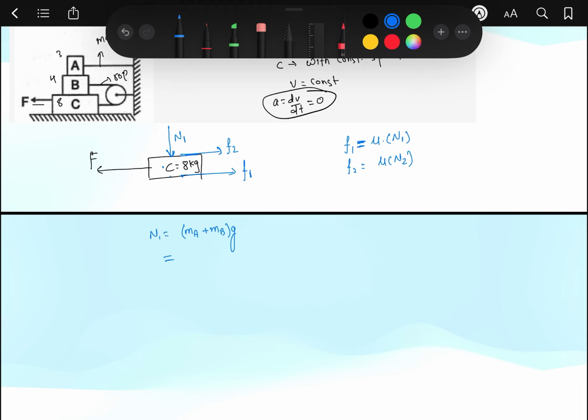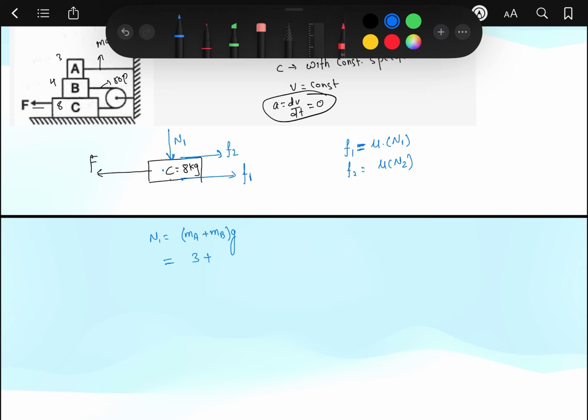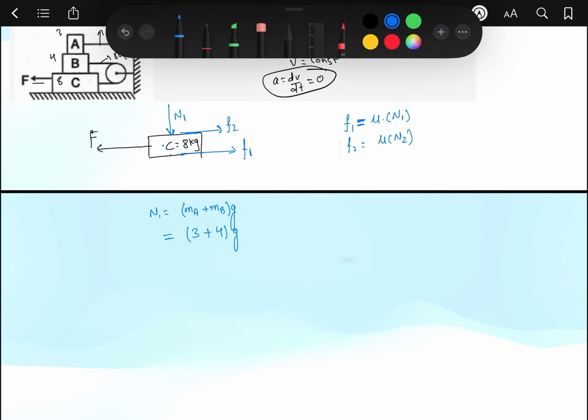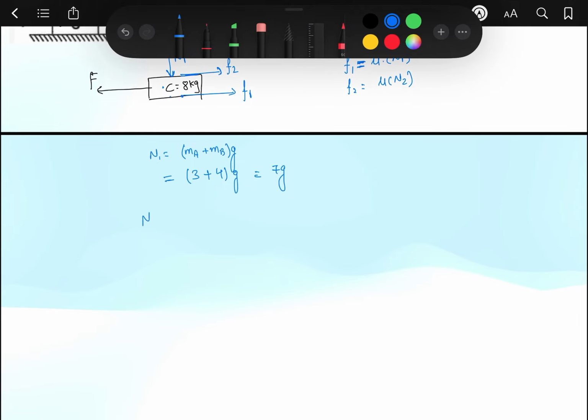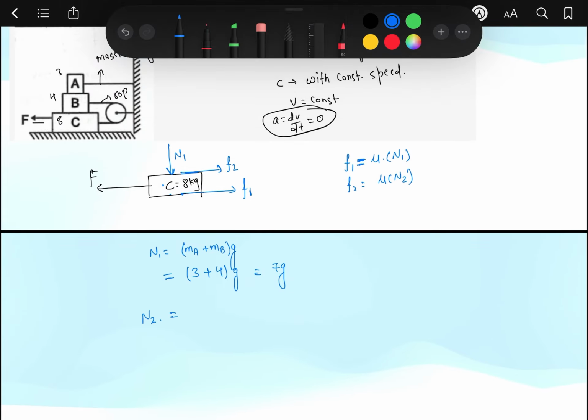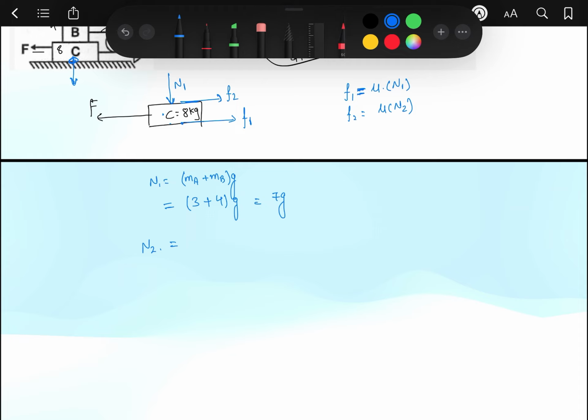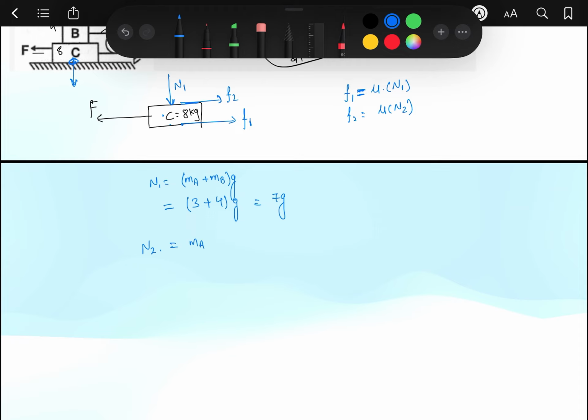That will be equal to MA is 3 plus MB is 4, into g. I will substitute the value of g later. So that will be equal to 7g. Similarly, I can write the value of N2 here. What will be the value of N2? N2 is the normal force acting due to this surface. Since at this surface all of the weight acts in the downward direction, N2 will balance the mass of A plus mass of B plus mass of C, into g. So it will balance all the weight of the three bodies.